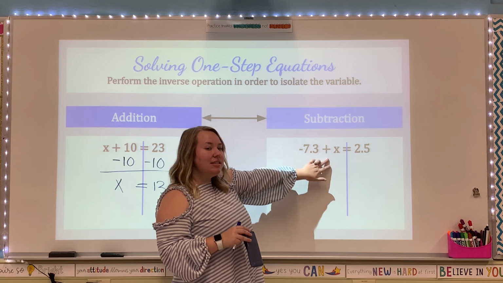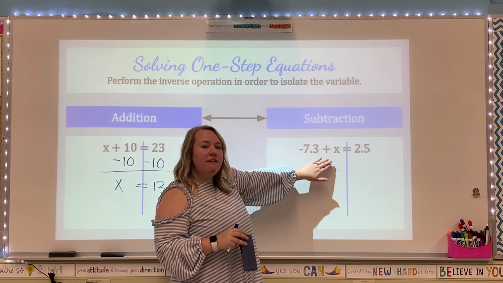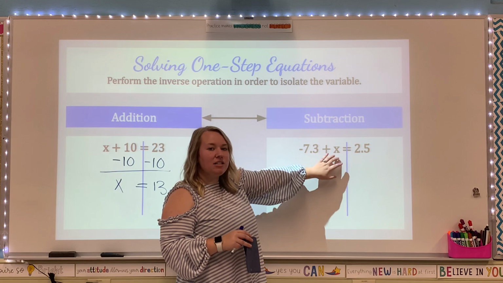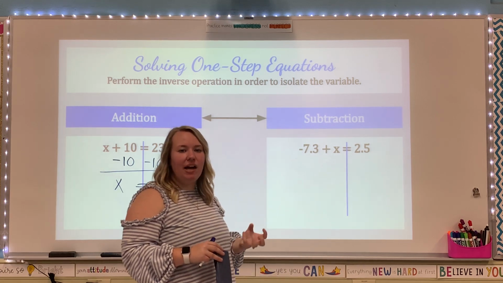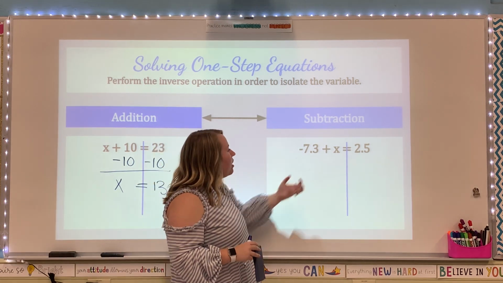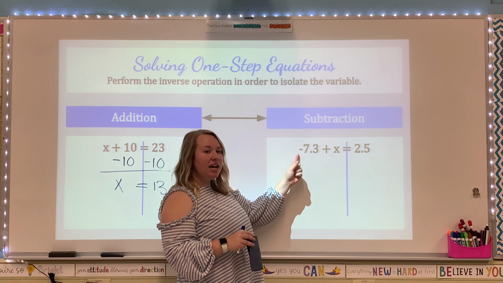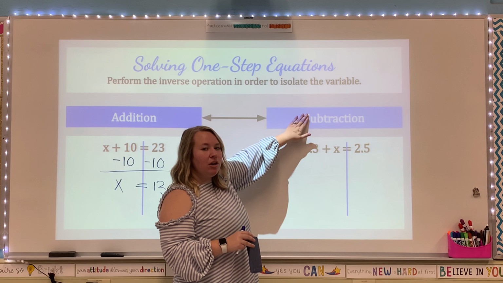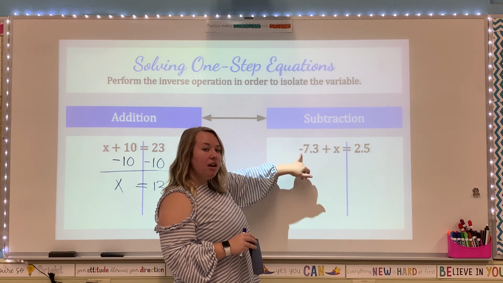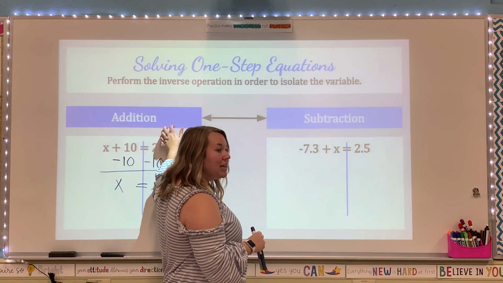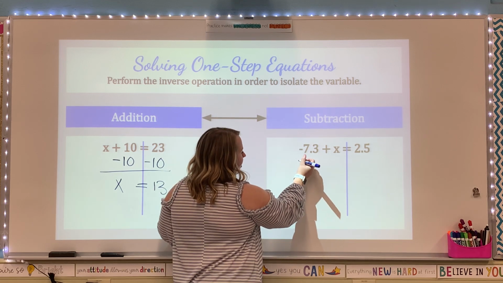Even though there's a plus sign here, that doesn't really affect our number. That actually affects our variable. That plus sign is telling us x is positive. So what we have to look at is the negative sign in front of 7.3. The negative sign is very similar to subtraction. So to get rid of the negative, we're going to have to make it positive, or add 7.3.